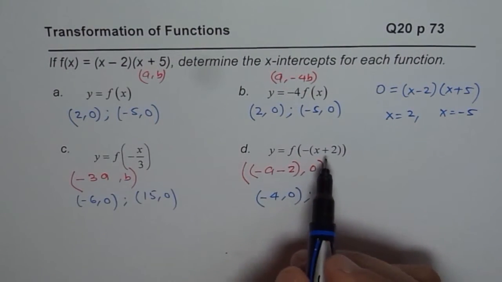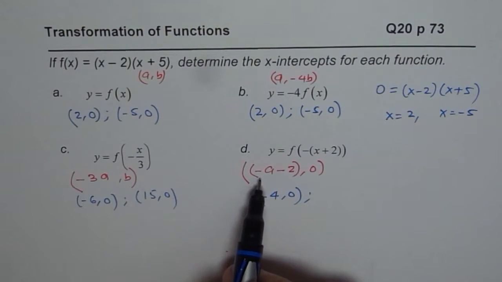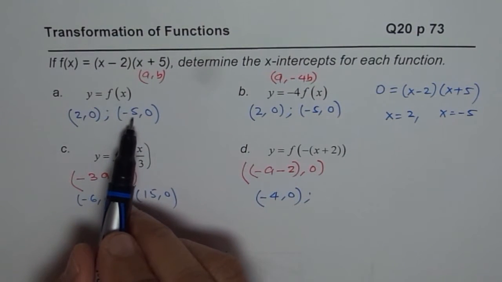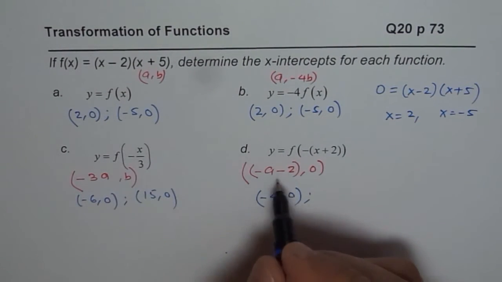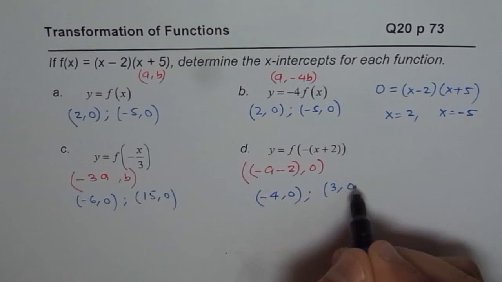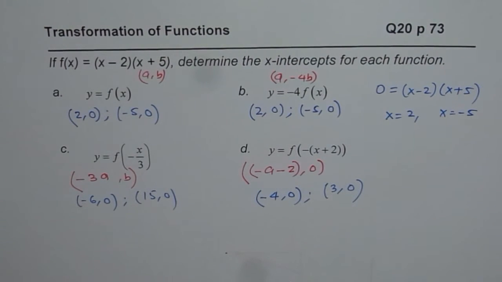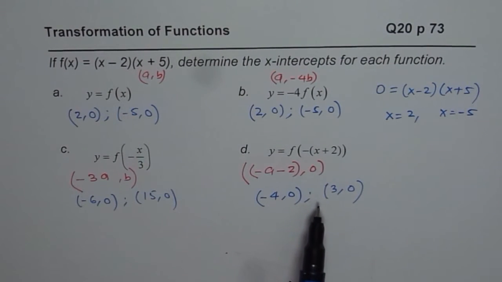The other one will be minus of minus 5, which is plus 5. Plus 5 minus 2 is plus 3. So plus 3, 0. So these are the transformed points for the x-intercept. Since the y value remains 0, these are also the x-intercepts, right?